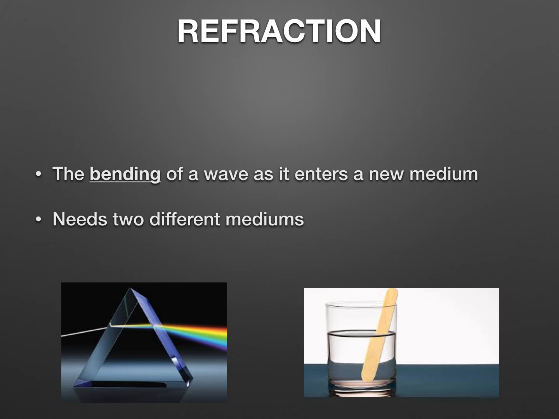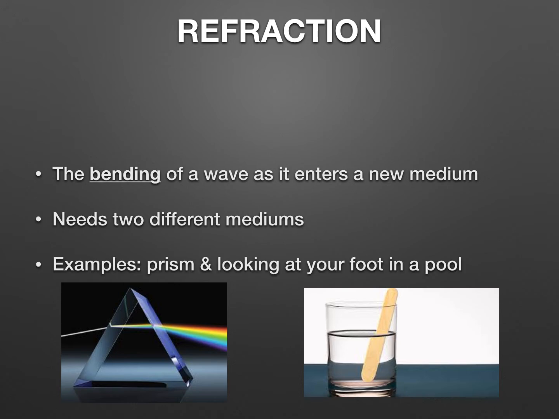Refraction is what causes a rainbow in the sky. It's light refracting off the water droplets in the sun when you see it. Examples of this is a prism, as seen on the left, and then looking at your foot in a pool. So if you put your foot in a pool, it looks like your foot is disconnected from your leg or bent oddly from your leg because refraction's bending the wave.